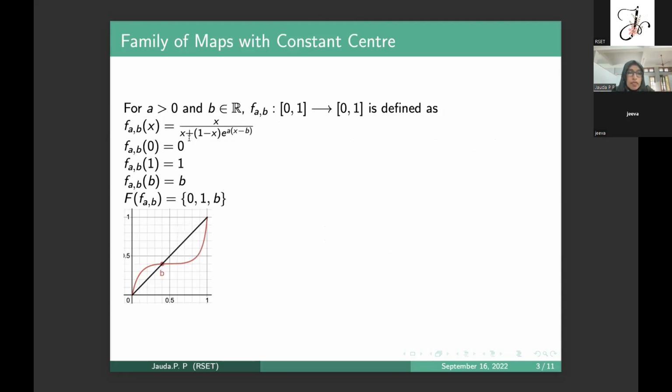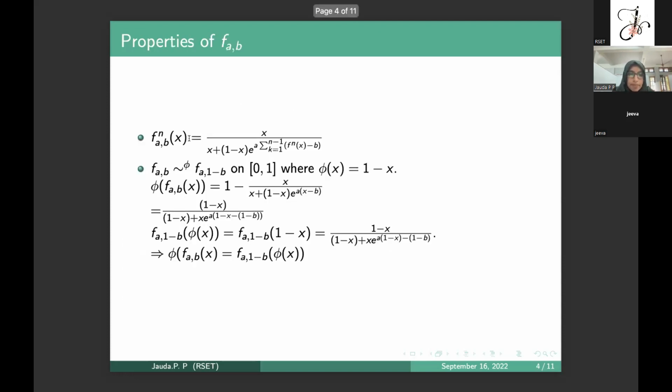The two-parameter family is defined on the closed interval [0, 1] for all a greater than 0 and b belongs to R. FAB of X is equal to X by X plus (1 minus X) times e raised to X times e raised to A times (X minus B). From the definition itself, we can see that the image of 0 under FAB is 0, the image of 1 is 1, and the image of B is B. So the fixed points of FAB are 0, 1 and B.